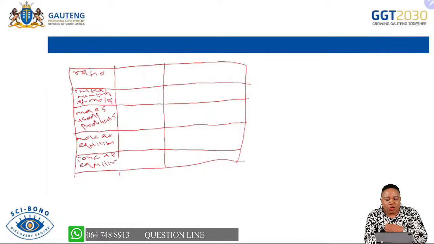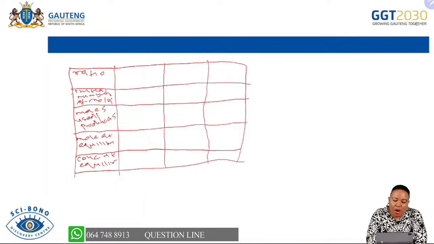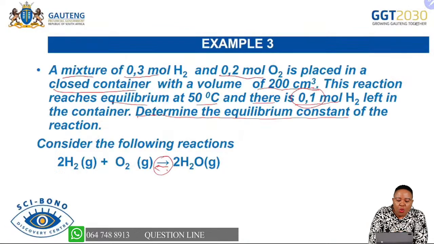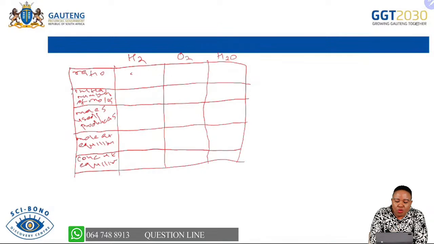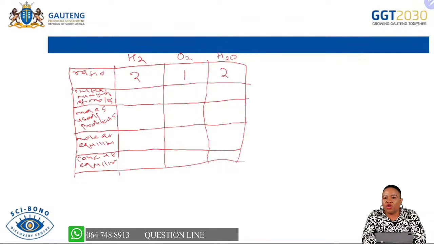So in terms of the ratio, we know that we have three species in our reaction. We have hydrogen, we have oxygen, we have water. And from the provided reaction, we know that the ratio is 2:1:2. So you're going to represent your ratio as 2:1:2. So we already know the ratio of the reactants and the ratio of the products. And then initial number of moles.